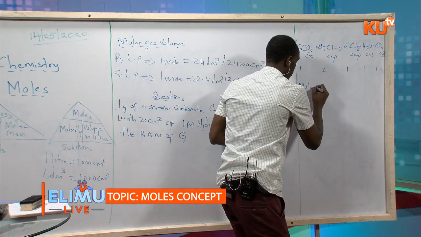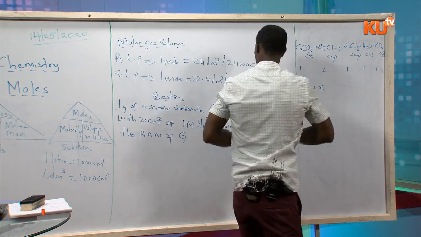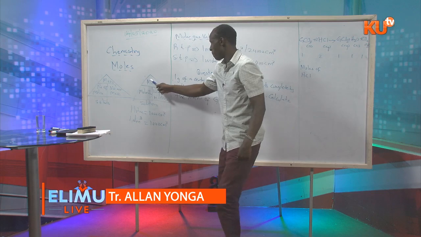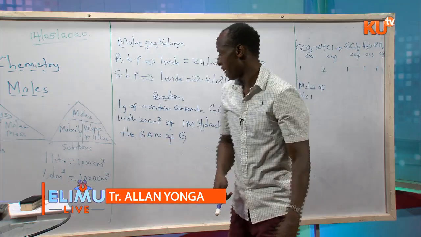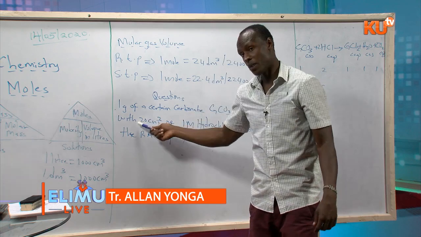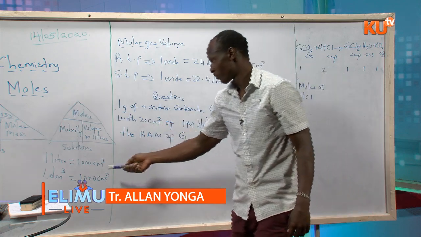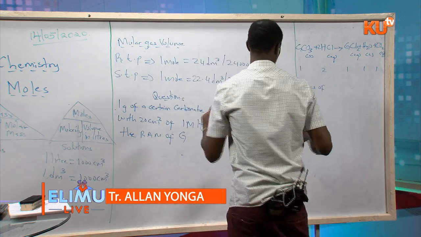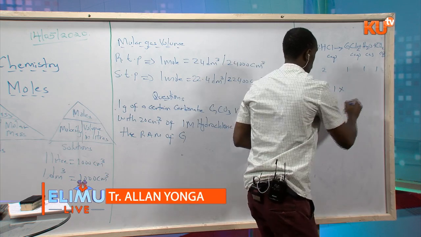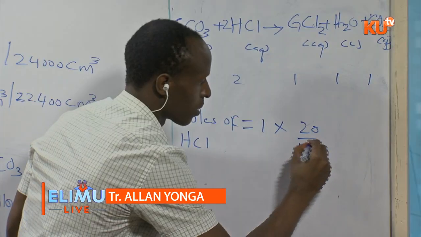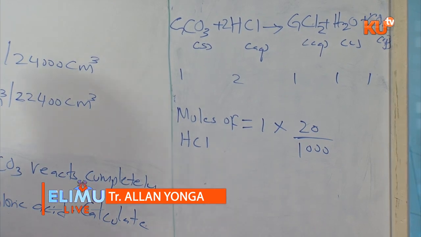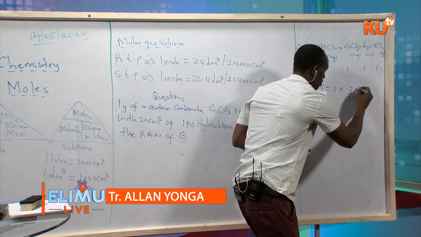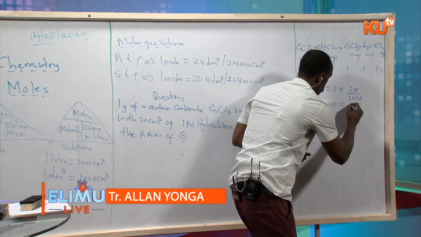So moles of HCl, go back to your triangles. When you have volume and molarity, which triangle do you use? Use this triangle. Moles is molarity times volume in liters. You remember your volume has been given in centimeter cubed, so use this formula to change it back to liters. So moles will be 1 times 20 over 1,000. Why 20 over 1,000? To change 20 centimeter cubed to liters, you divide by 1,000. That gives you 0.02 moles.